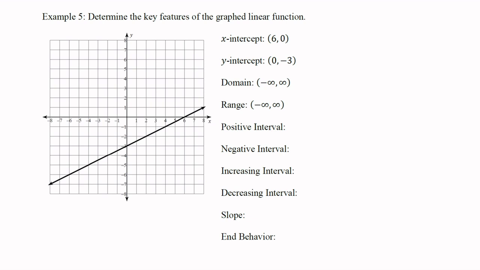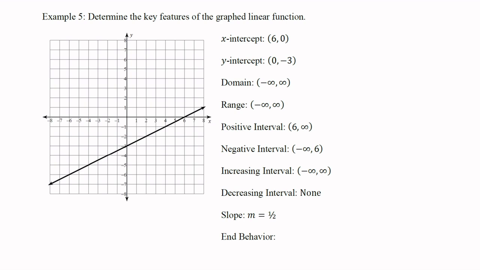Your positive interval, there's only going to be one of them, and it's from 6 to infinity. Your negative interval is from negative infinity to 6. Notice that your positive and negative intervals cut off at the x-intercept. We are always increasing because the graph is always going up from left to right, so negative infinity to positive infinity. We are never decreasing. Our slope is 1/2 because our rise over run is 1 over 2. We go up 1 and to the right 2.